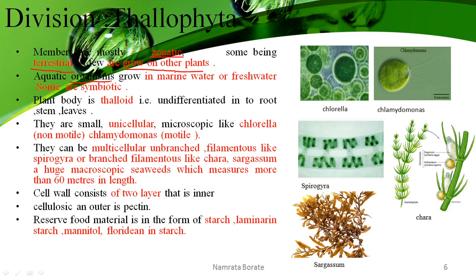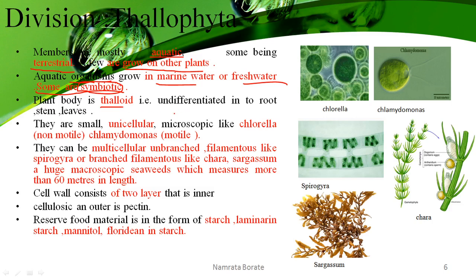Aquatic organisms grow in marine water and freshwater bodies. They can also be symbiotic in nature, meaning they are present along with other organisms, and both organisms are beneficial to each other. This is called a symbiotic association. The plant body is thalloid.